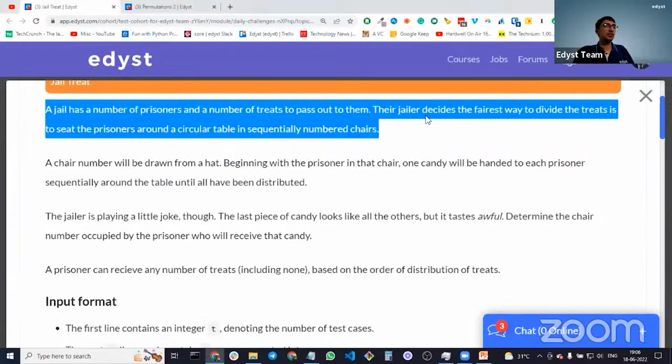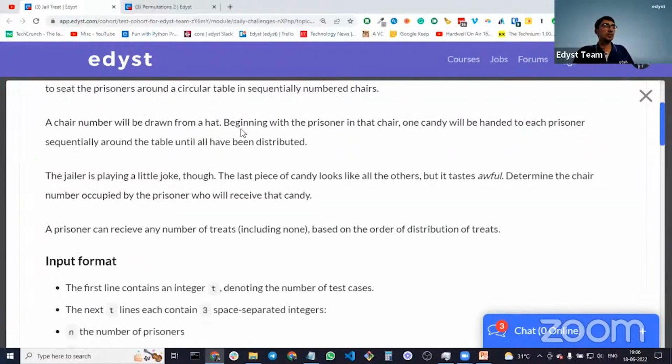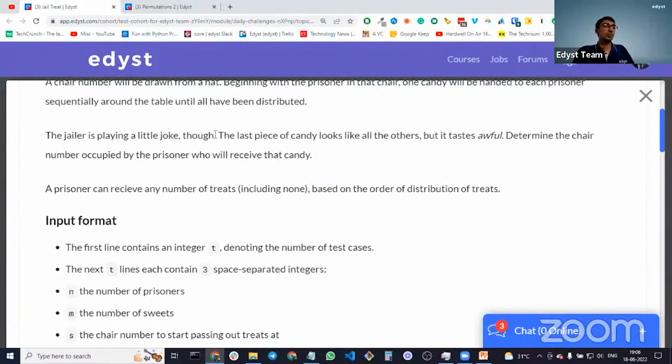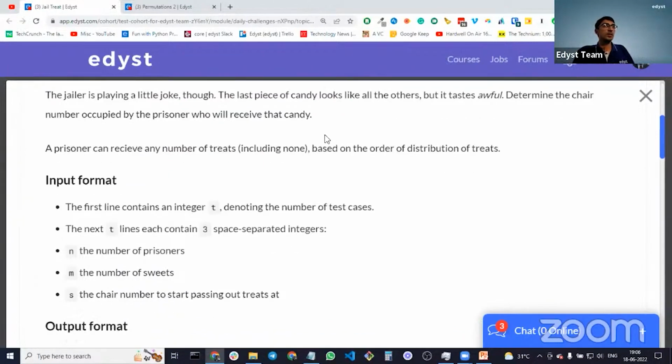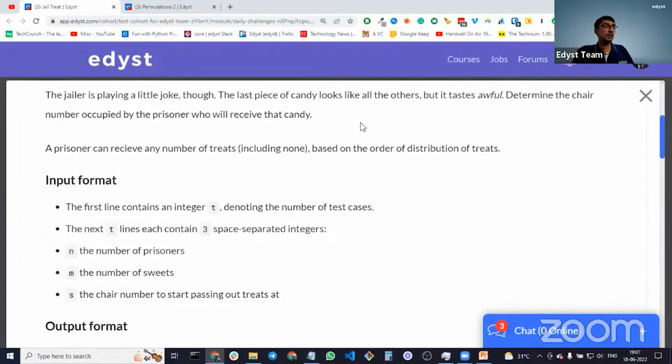Their jailer decides that the fairest way to divide the treats is to seat the prisoners around a circular table in sequentially numbered chairs. A chair number will be drawn from the hat. Beginning with the prisoner in that chair, one candy will be handed to each prisoner sequentially around the table until all have been distributed. The jailer is playing a little joke though. The last piece of candy looks like all the others, but it tastes very bad. Determine the chair number occupied by the prisoner who will receive that candy. Who's going to receive the last candy, right?